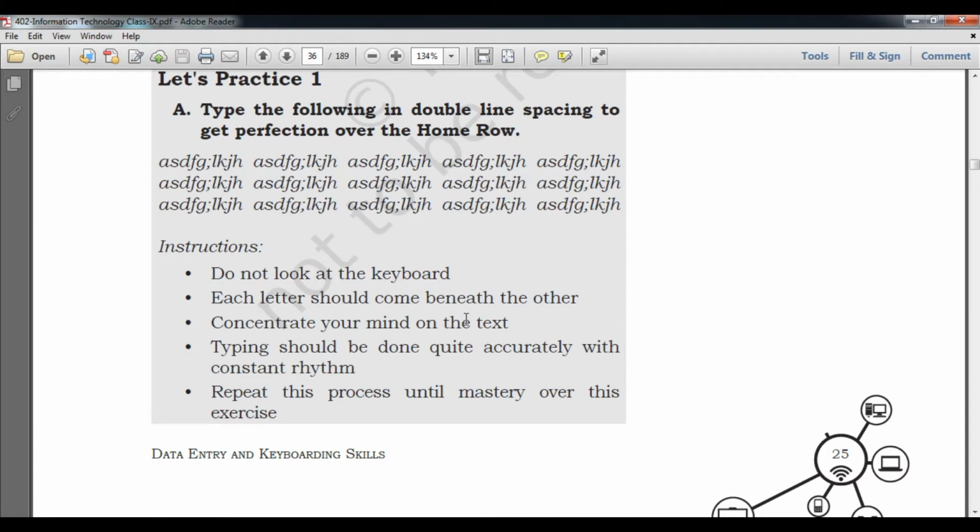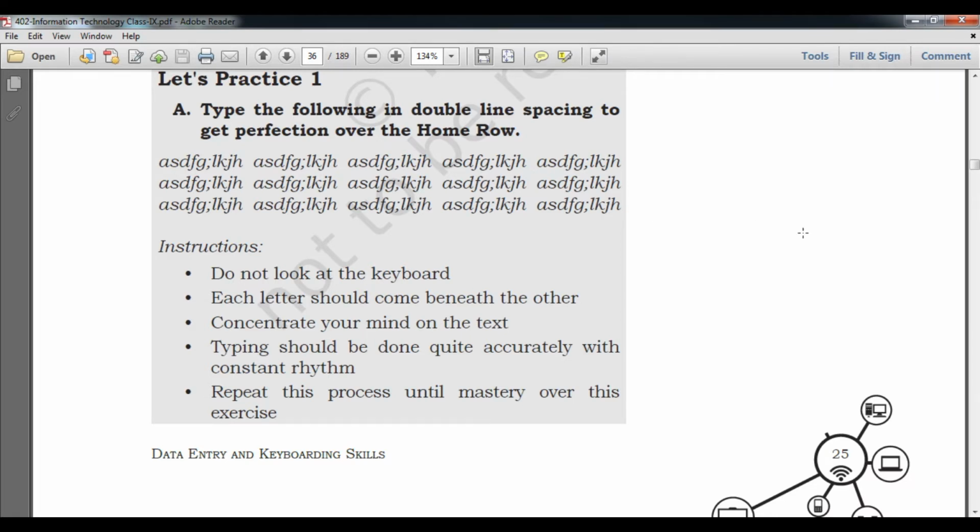Next, typing should be done quite accurately with a constant rhythm. Rhythm should be maintained. You don't need to type some letters fast and sometimes slow. It should have rhythm. If it is slow, then type slowly; if it is fast, then you can type fast only. Repeat this process until mastery over this exercise. This doesn't mean you will type only 3 lines. You can type 4, 5, 6, whatever lines, until you master that particular home row.